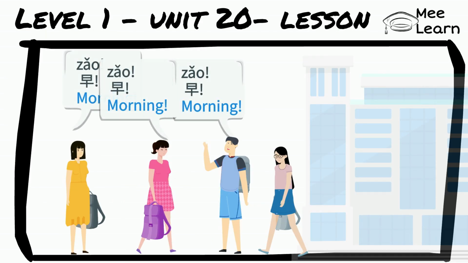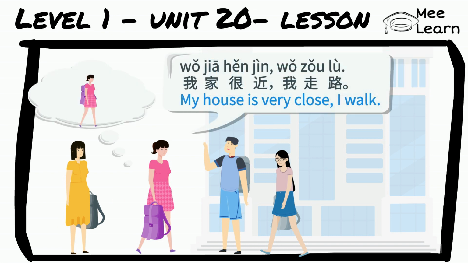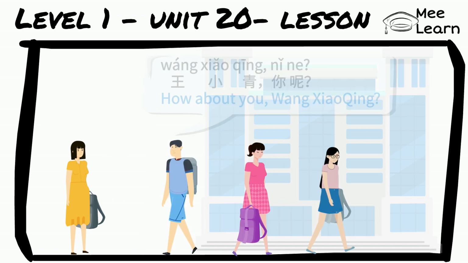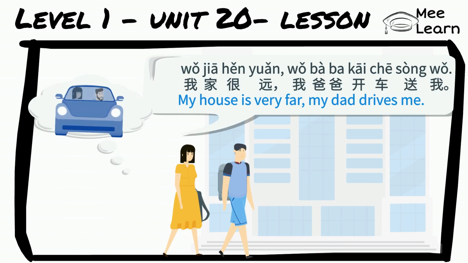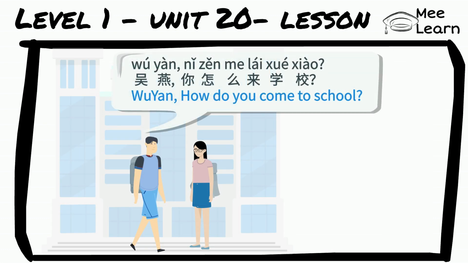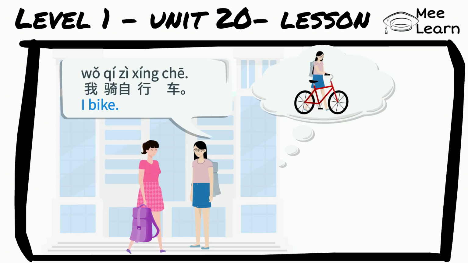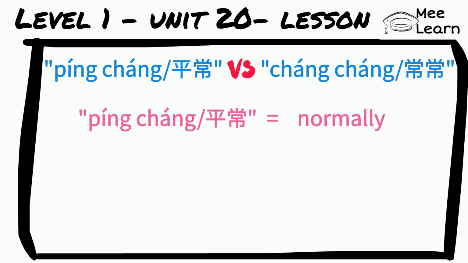早， 早， 你平常怎么来学校？ 我家很近，我走路。 王小青，你呢？ 我家很远，我爸爸开车送我。你呢？ 我坐公车。吴燕，你怎么来学校？ 我骑自行车。 平常 versus 常常。平常 is normally, while 常常 is often.